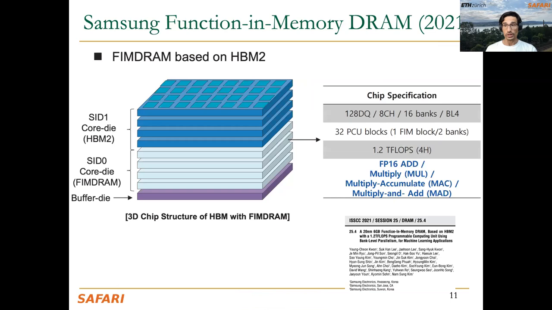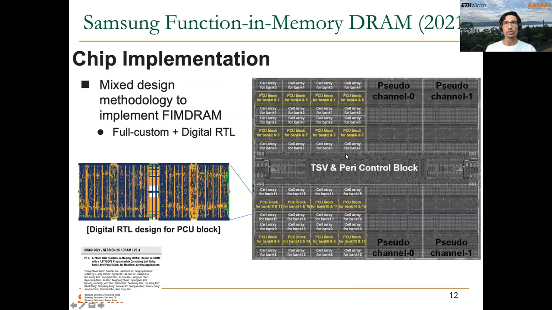But it's not the only real-world processing in memory architecture that we have discussed in this course. Remember that we also talked about a couple of proposals from Samsung. The first of them was this function-in-memory DRAM, or also called HBM-PIM, that based on HBM2 memory technology customizes some of the memory layers in order to integrate processing elements that are SIMD units called PCU blocks. As you can see in this layout, each of these PCU blocks is connected to two memory banks.